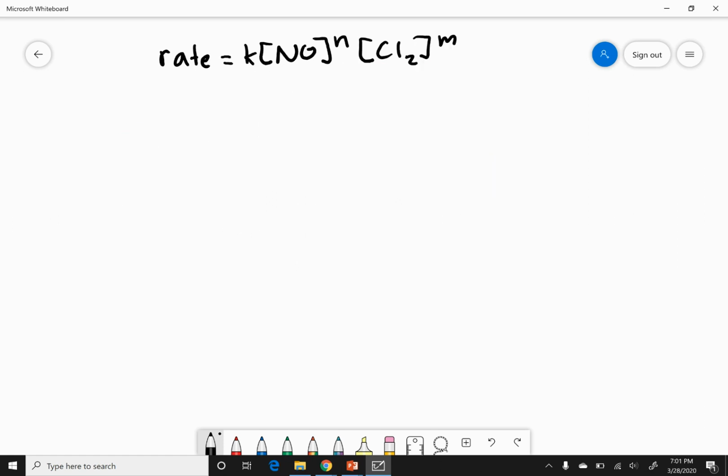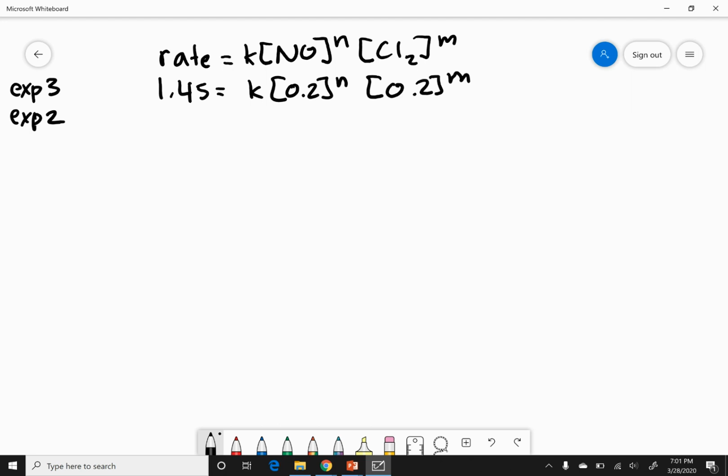All right, so we're back here where we wrote down our basic rate law again. And so we're going to look where NO is changing and my Cl2 is not changing. And so that is going to be experiment 3 versus experiment 2. So let's go ahead and write our data down. 1.45 equals k, NO concentration 0.2 raised to the nth power. This is going to be 0.2 raised to the nth power.